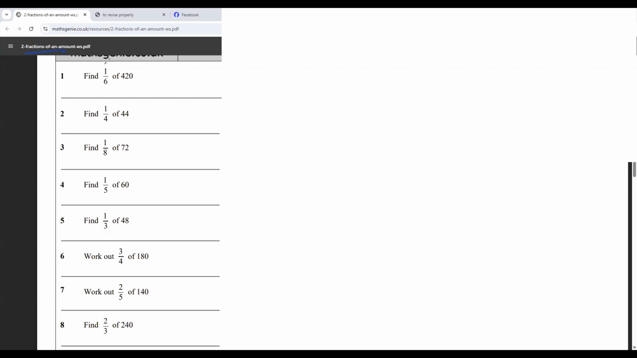When we've got a fraction and we're saying something like, let's find out 1/6 of 420. If you've got a 1 at the top, it makes life really easy because all we need to do is take the 420 and simply divide it by the denominator, which is the 6. We can either type it into our calculator or do bus stop, whatever we're doing. So 420 divided by 6 gives us 70.